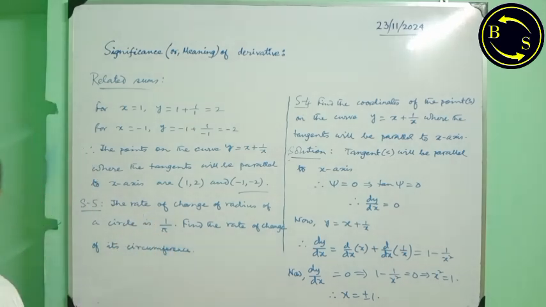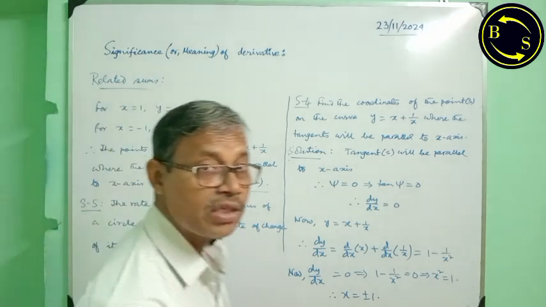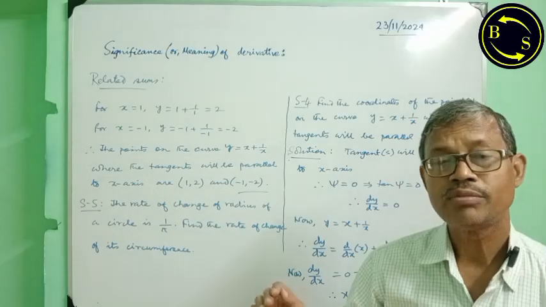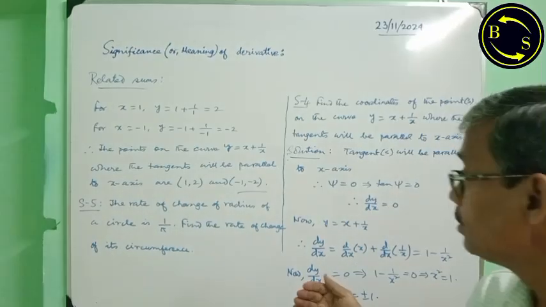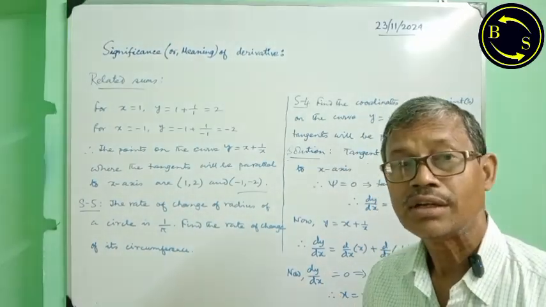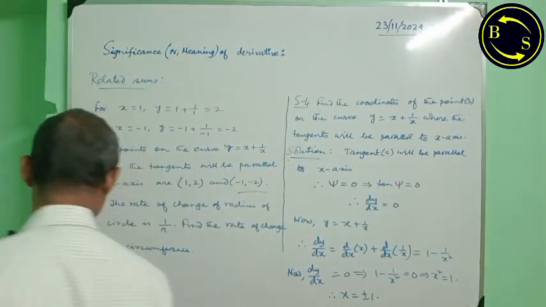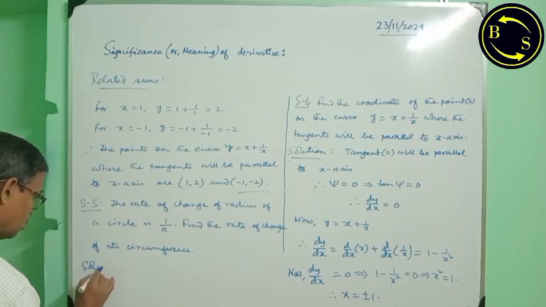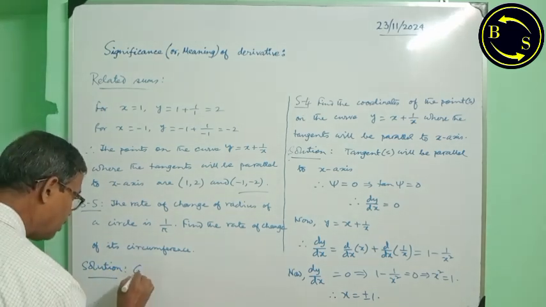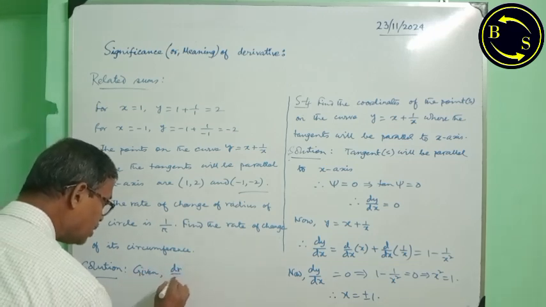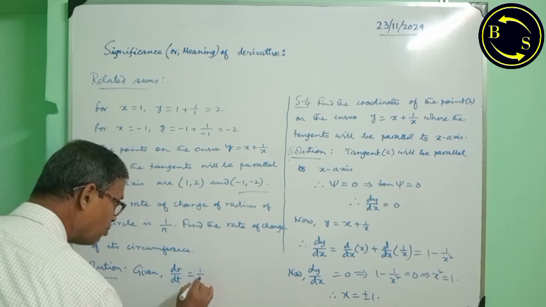Here rate of change of radius means the radius is increasing. Since the sign is positive, the radius is increasing. Here with respect to time, that means dRdt is given. Solution. Given dRdt is equal to 1 by pi.